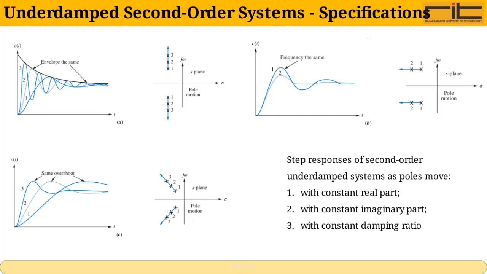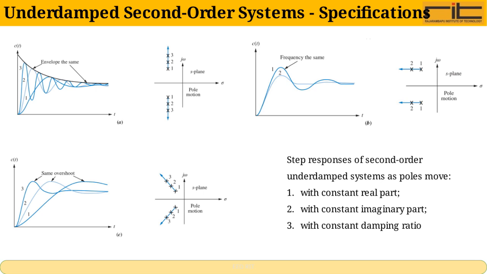Now, let's take a closer look at the specifications of underdamped second-order systems by examining their step responses. When analyzing these systems, we focus on how the poles move in the complex plane and how this movement influences the response. There are three main cases to consider.